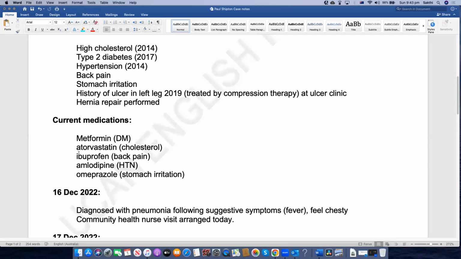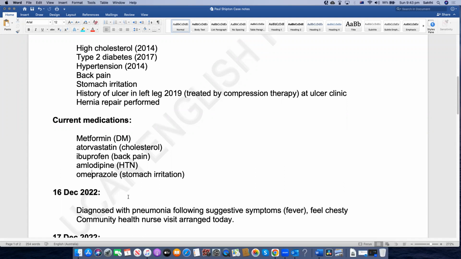Current medications. These are the medications that the patient has been taking at the moment. One is the metformin, that is for diabetes mellitus. The second one is atorvastatin, it's for the cholesterol. Then ibuprofen, it's for the back pain. Then amlodipine, that is for HTN. And then omeprazole, that is for stomach irritation. So what medications do we need to include?